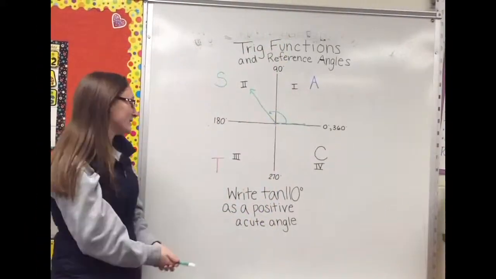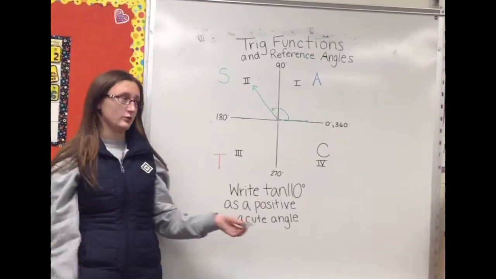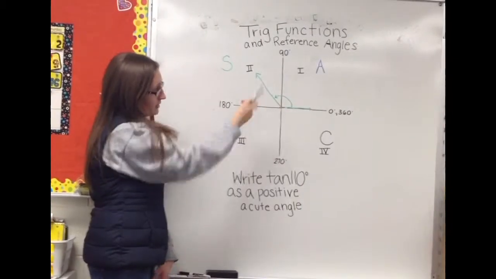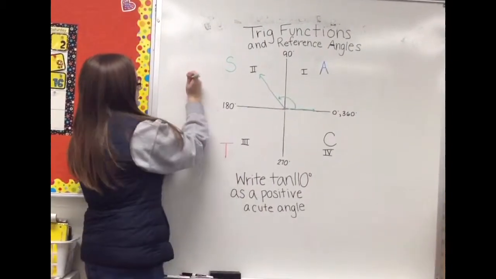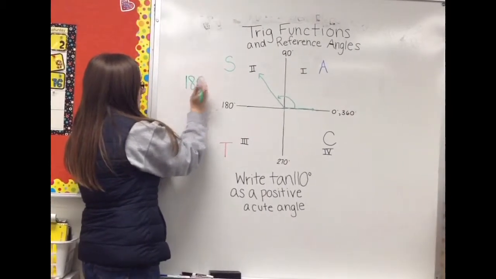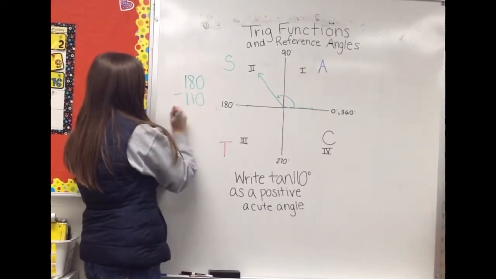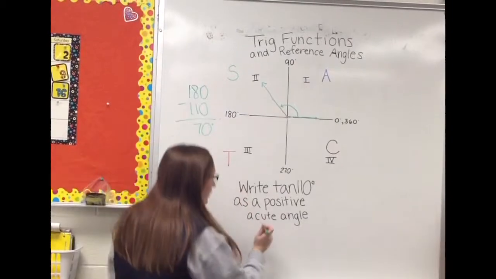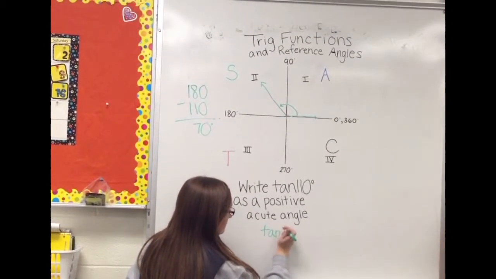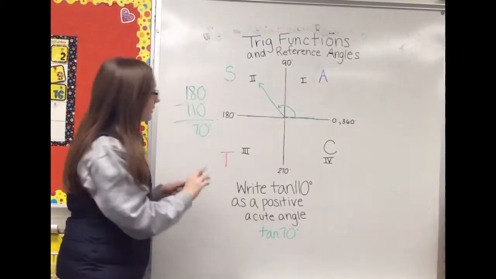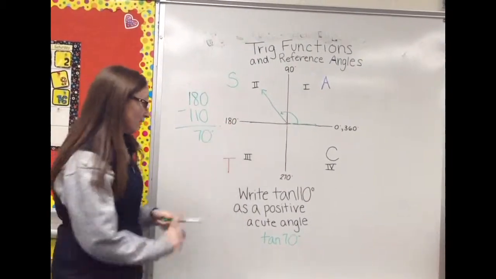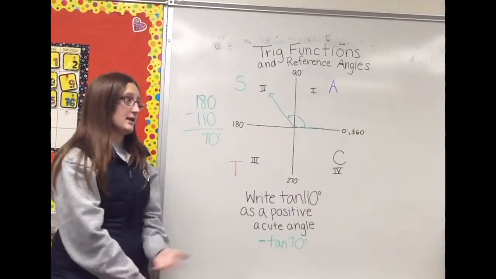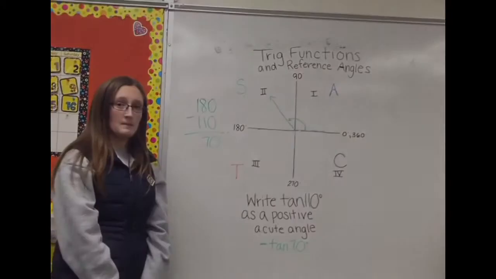So our next problem is to write tangent of 110 degrees as a positive acute angle. So if we draw 110 degrees, it's in the second quadrant. So we take our rule for the second quadrant, which is to take 180, subtract our given angle, 110, and we get 70 degrees. So we use tangent of 70 degrees, but then we have to remember, because we're in the second quadrant and tangent's negative, we have to stick a negative sign in front of it. So our answer would be negative tangent of 70 degrees. And again, you can check it in your calculator and it'll match up.